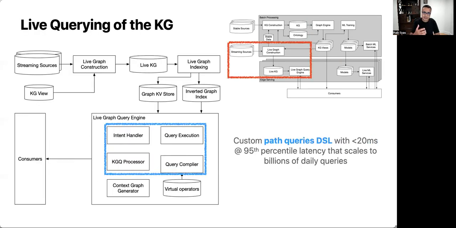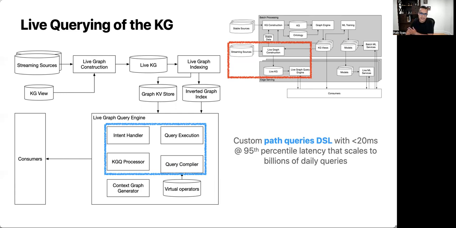Other than these views that happen in a batch and incremental way, the graph is also exposed in a live KG version that allows us to serve billions of queries a day with less than 20 millisecond SLA at the 95th percentile latency. And for that, we needed to build our own DSL called KGQ. So these are path queries that allow us to get facts out of the graph, and sometimes path and multi-hop queries extremely fast to be able to serve workloads that you might be familiar with that have this strict SLA.